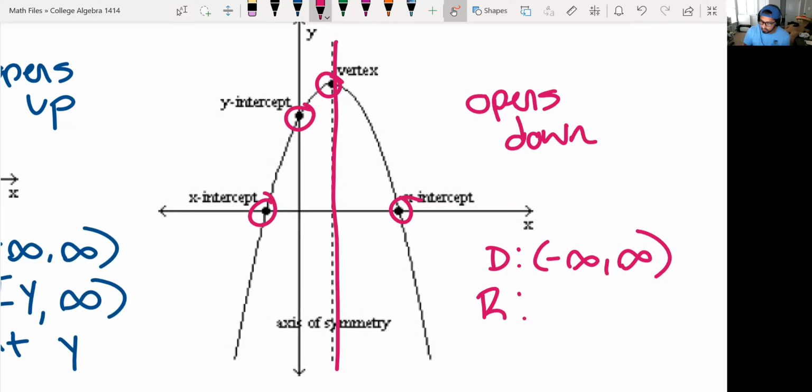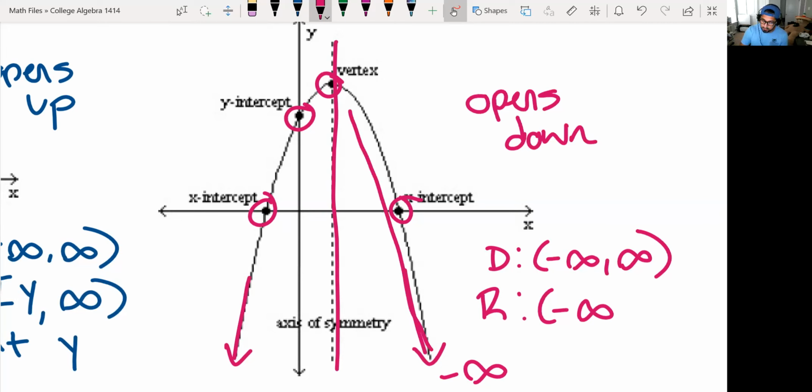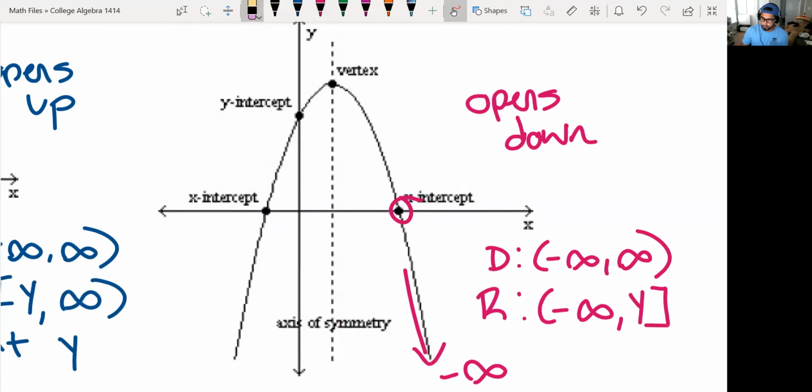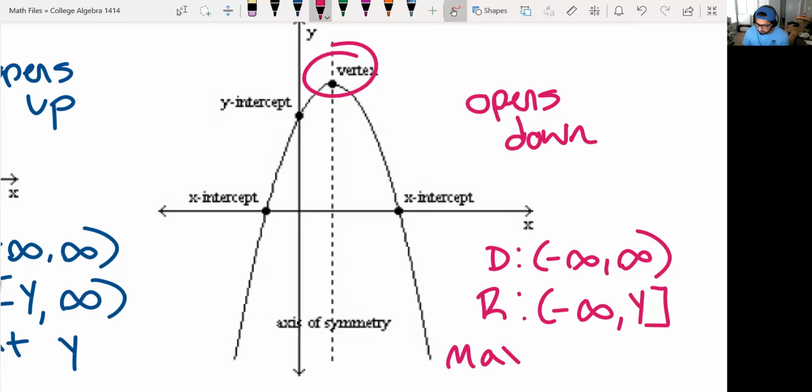The range for a parabola that opens down will start at negative infinity because these tails head towards negative infinity. And as we come up, we have to stop at the y value of the vertex. There it is. And one last thing, if your parabola opens down, you create a high point at the vertex. And a high point on the graph is known as a maximum. And that max will happen at the y value of the vertex. All right.